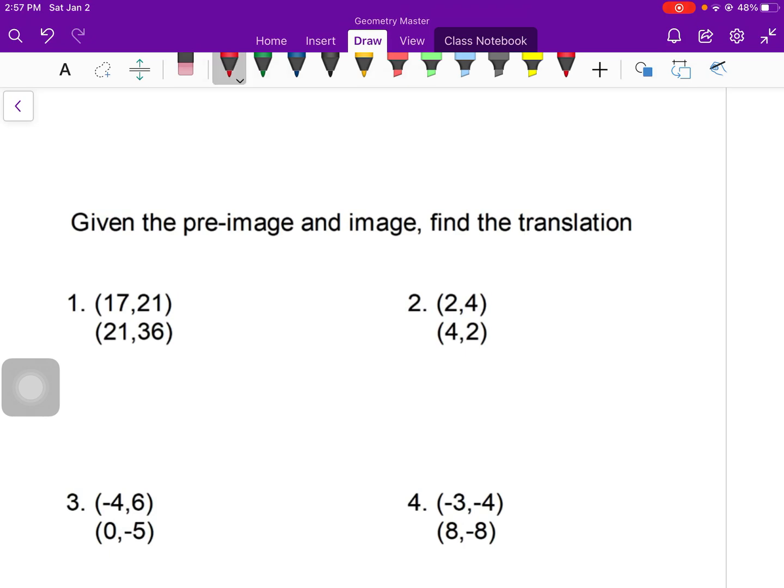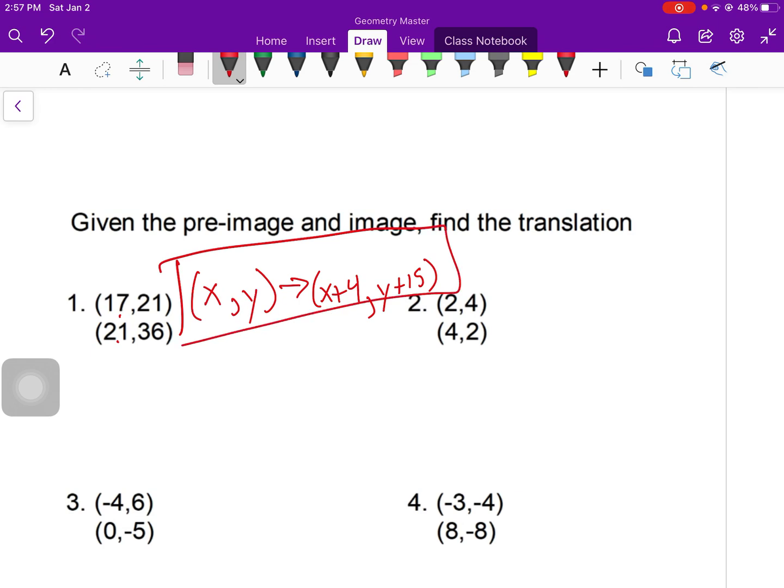All right, so the way I write this, the rule always starts off with (x, y), and then I have to come up with what happened. To get from 17 to 21, I had to add 4 to x. To get from 21 to 36, I had to add 15 to y. That's my answer.